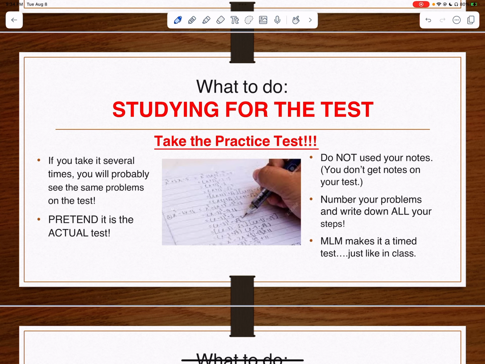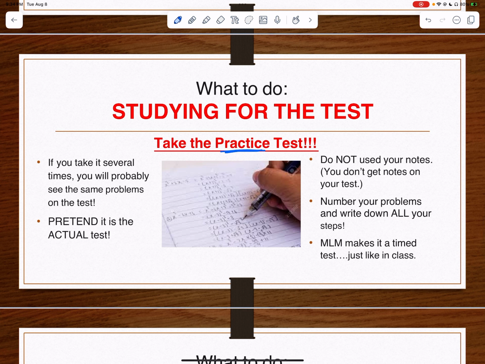Also, I have some practice tests on MyLab. They're on MyLab Math. And I want you to take those practice tests several times. You'll probably see these same tests, same problems on the test. Now, my tests are paper and pencil. I don't give MyLab tests. But what I've done is I've taken problems off of those MyLab tests. You will probably find my tests are a little bit easier than the practice test.